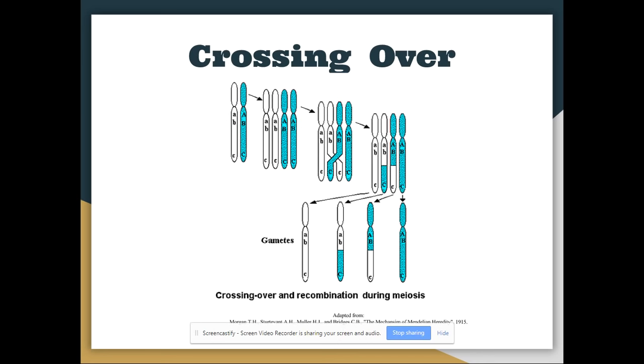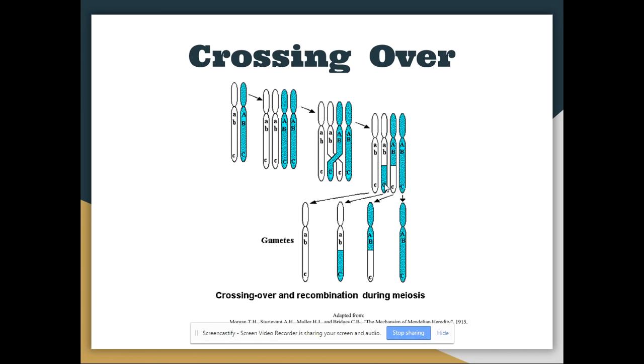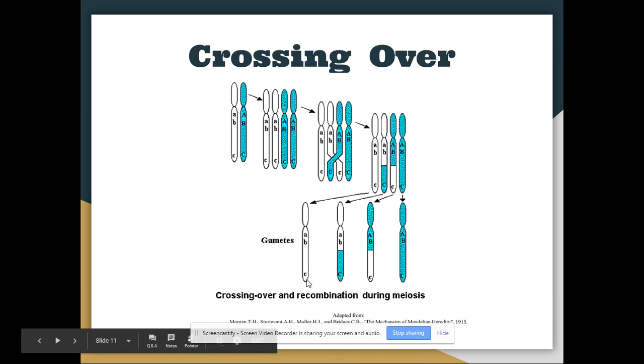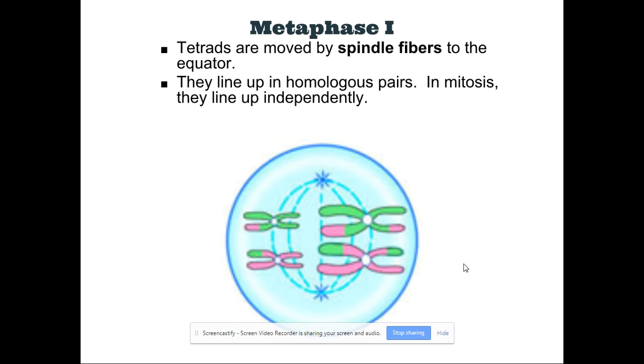So you can see this in the picture here. We start out with a single pair and they form the tetrad. They overlap and that crossing over occurs. And so you get a little section from the chromosome here and a little section from that chromosome on this side. And you wind up with 4 at the end that are all different from one another. That adds to variation, which is a good thing.